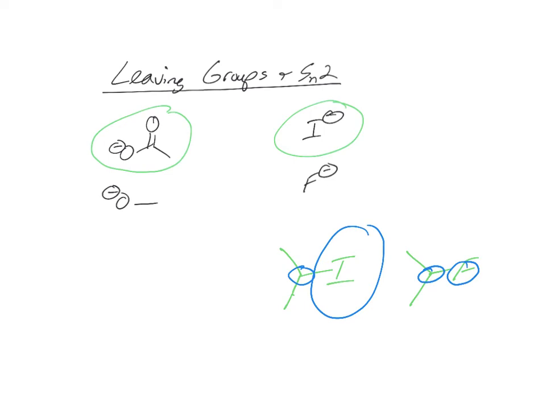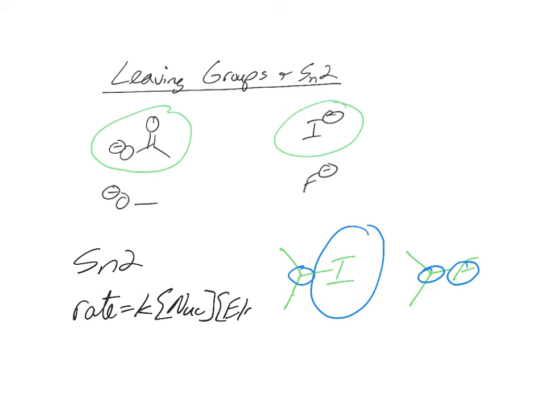So the result of all this means that if you're thinking about the rate of an SN2 reaction, the rate is equal to k times the concentration of the nucleophile times the concentration of the electrophile. Well, the more reactive the electrophile, or the better the leaving group, the more reactive this will be. So that's going to increase the rate. And so the type of electrophile matters, not just the concentration, right? This electrophile reacts faster than this one because it's a better leaving group.